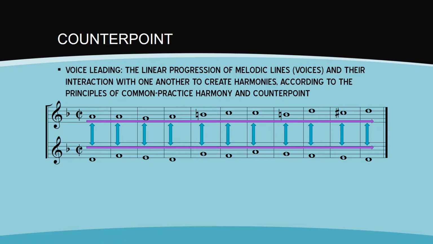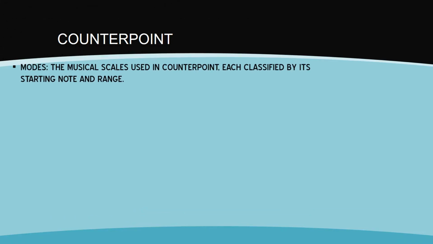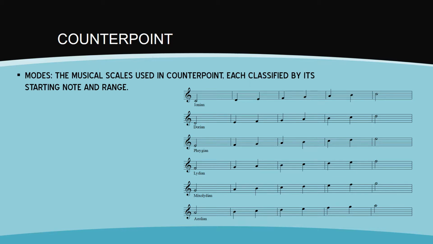In order to compose a true counterpoint, we should immerse ourselves into the musical language of the time in which counterpoint was being developed and used most. Counterpoint was developed in a time before the tonal relationships of tonic and dominant, before the major and minor scales existed in their modern forms. Musicians instead composed using modes. Modes are the musical scales used in counterpoint. Each mode is classified by its starting note and range.